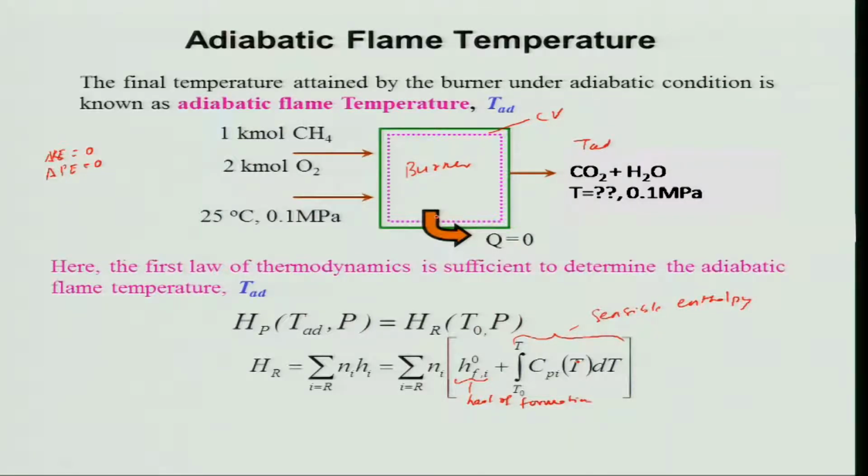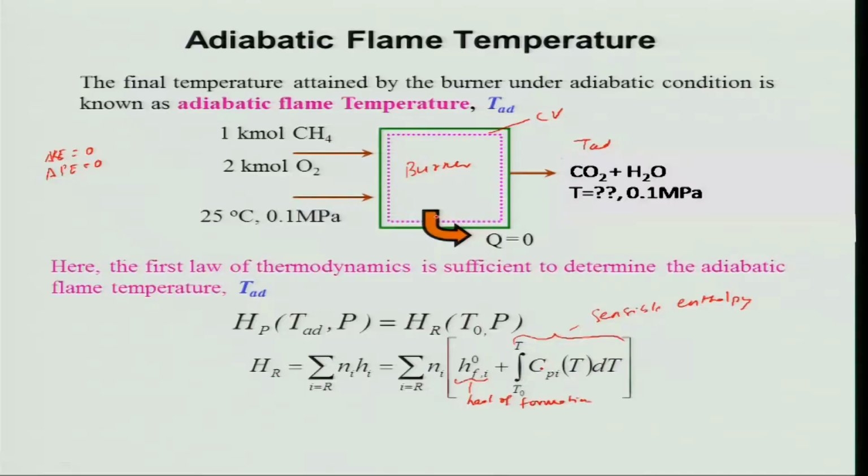For example, if the inlet temperature is 298 Kelvin, what will be the order of the adiabatic temperature? In case of a methane oxidizer, it will be very high, maybe around 3000 Kelvin. If it is air, it will be lower, because nitrogen is there, which is an inert gas. So we cannot really assume that Cp is constant rather than a function of temperature. We cannot afford to do that in this case, as we did earlier while handling compressible flow.